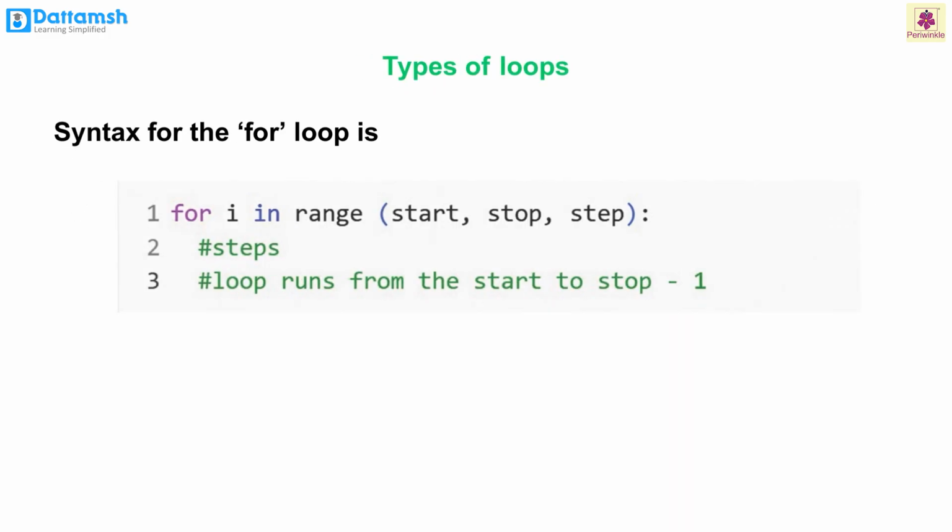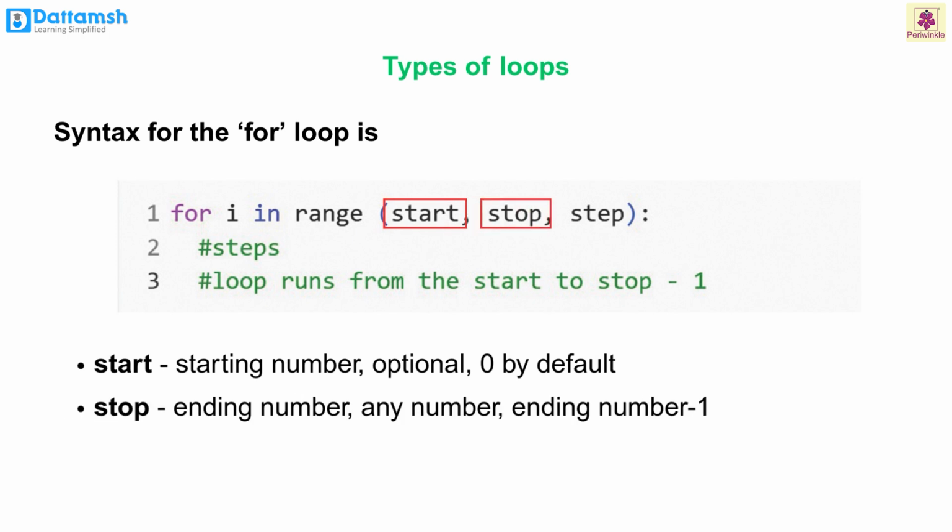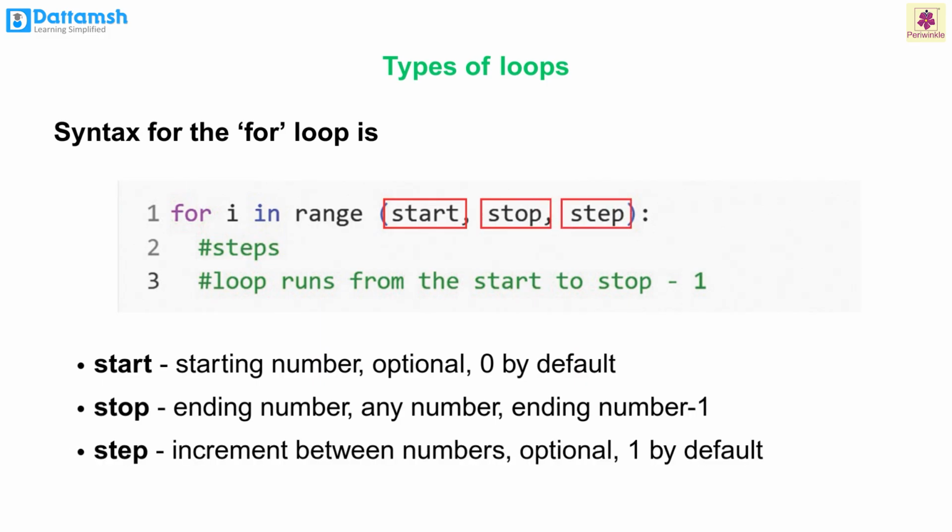So the syntax for the for loop is, here start is the starting number. This is optional to type and is considered as 0 by default. Stop depicts the ending number, which could be any number. The loop will run till the ending number minus 1, whereas step is the increment between numbers. This is also optional to define and is considered as 1 by default.